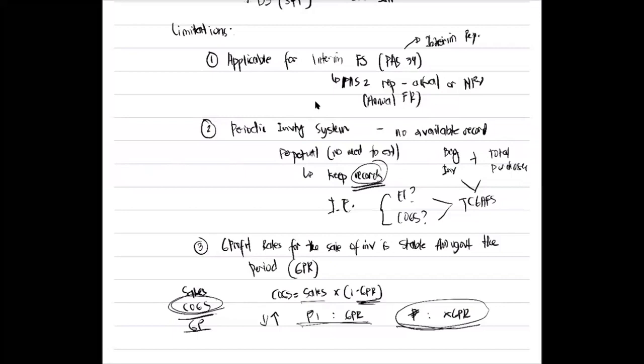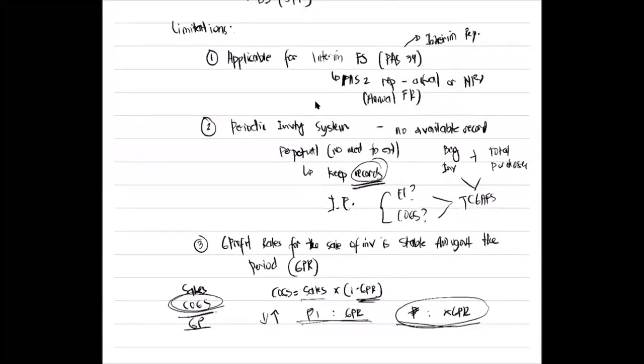For number three, we have a gross profit rate that must be equal among the periods. Therefore, there must not be a change in your gross profit rate during the period, because if ever there is a change, we cannot project it to your sales. There is no relationship of your sales to your gross profit, and at the same time, there is no relationship of your cost of goods sold to your sales. Therefore, you must always maintain the GPR. So these are the limitations.